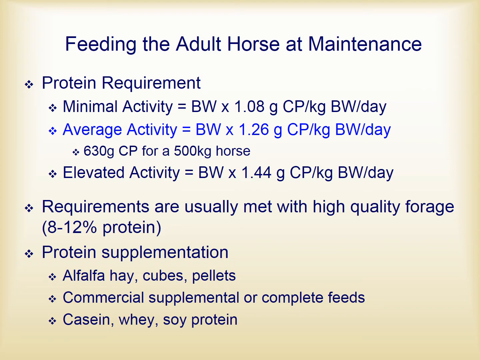A horse's protein requirements will usually be met if they're consuming a high-quality forage that's highly digestible and that contains between 8 to 12% protein.